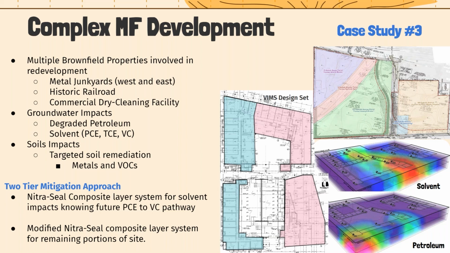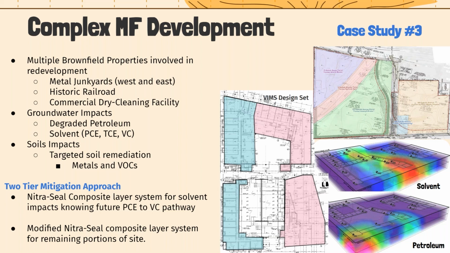Looking west to east across the project, as you can see in the top right corner, the site was a junkyard, former Atlanta Metals, the purple area. It was bifurcated by a railroad line, the Atlanta Beltline railroad spur. The green area was a commercial dry cleaning facility, former Aramark. And then the eastern, almost half of the site was a metal scrapyard.